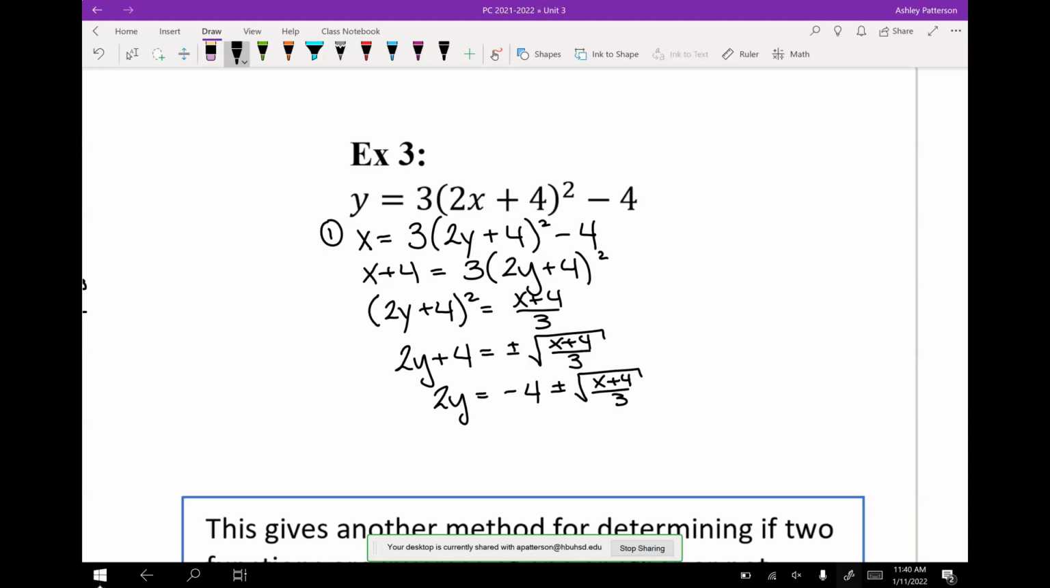Final step is to divide by 2, okay? So I'm going to go ahead and write y inverse right off the bat because that's what we're solving for. We're finding the inverse: y is equal to negative 2 plus and minus 1/2 times the square root of x plus 4 all over 3.